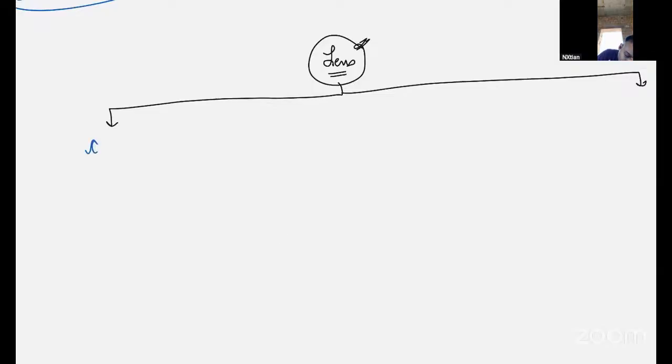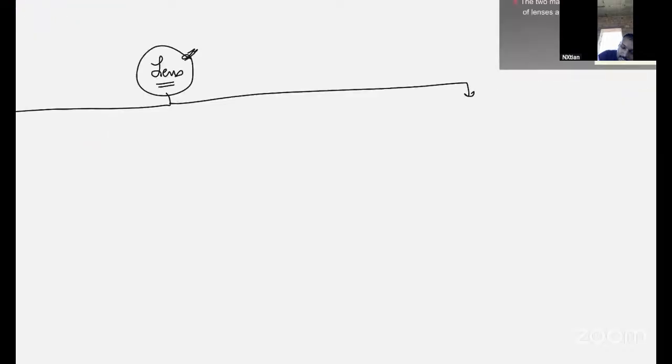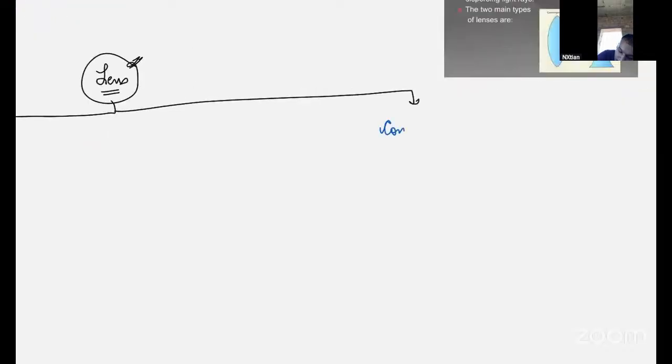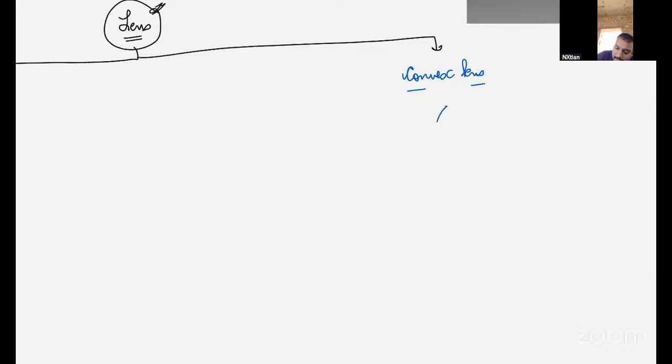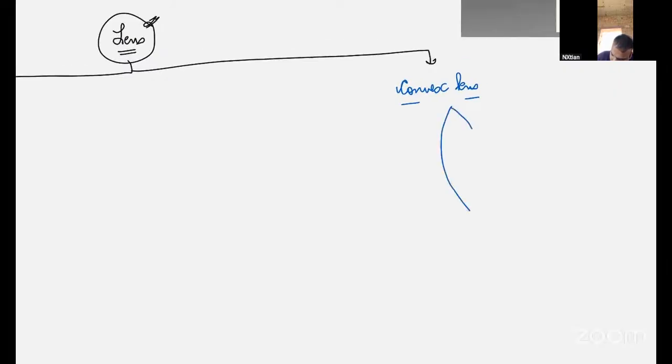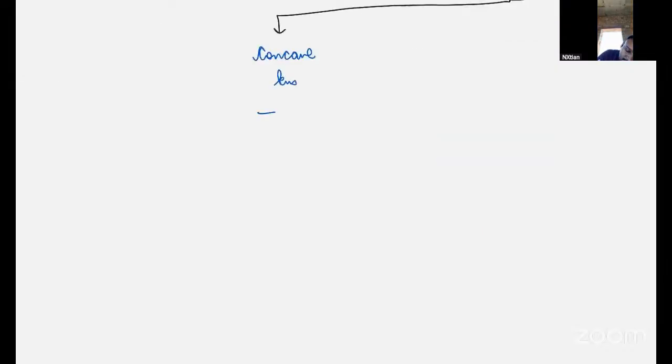First is the concave lens, and the second one is convex. So the convex lens is going to look like this. This is a convex lens. It's like a mango seed. This is convex, and the concave lens is going to look like this.